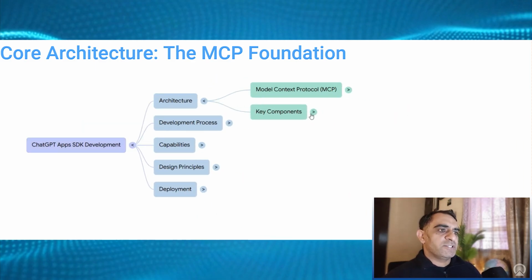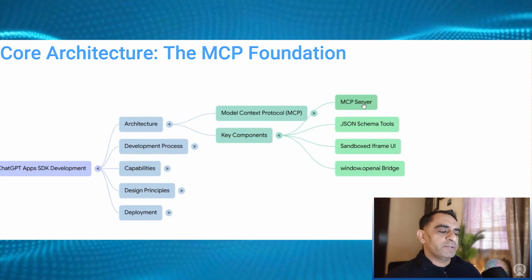The first, we need the MCP server. And we need to define the JSON tool as we discussed earlier, and this is going to be a sandboxed iframe UI. We're going to send the iframe UI to ChatGPT so that it can render our HTML inside ChatGPT. And this is the window.openai bridge that can be used to pass information to your app inside the ChatGPT conversation.